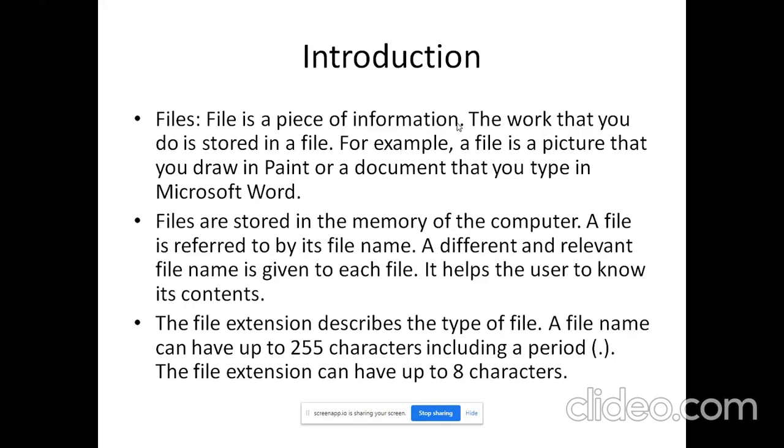Third point is, the file extension describes the type of file. A file name can have up to 255 characters including a period. Means what? A file name can be anything, but the name should contain a maximum of 255 characters, right? You can give any name, but it should be less than or equal to 255 characters. You should not exceed 255 characters. And including period means what?